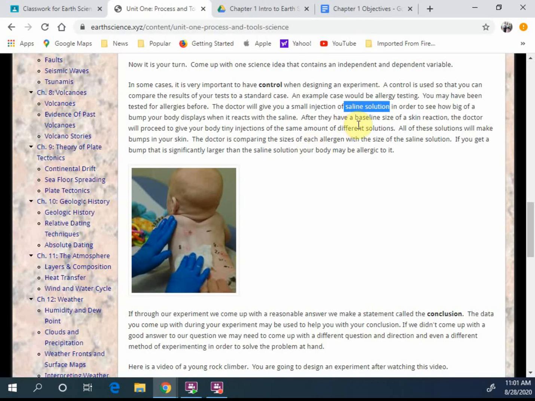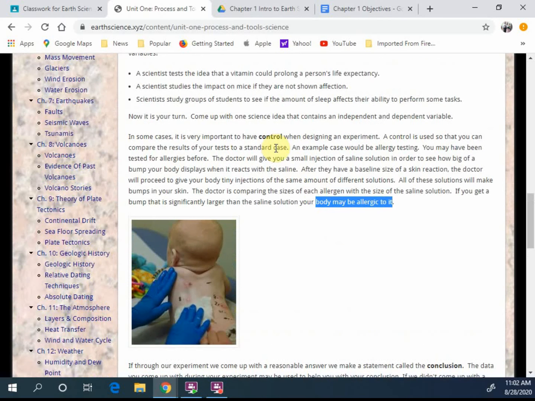They then proceed to inject you with many different types, as you can see with this poor little baby, many different injections to see what their body does. Does it respond differently? If something reacts with a larger swelling or a bump, it indicates that your body is or may be allergic to it. Does that make sense? It's really important to understand a control.